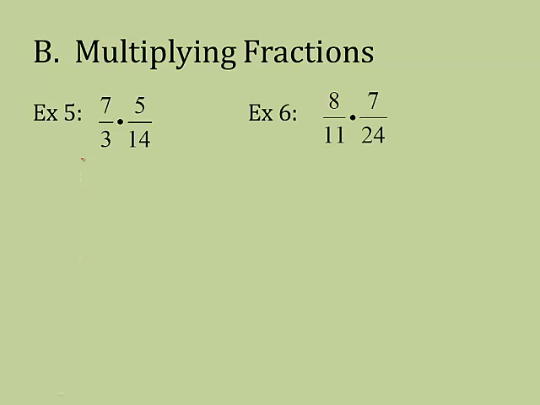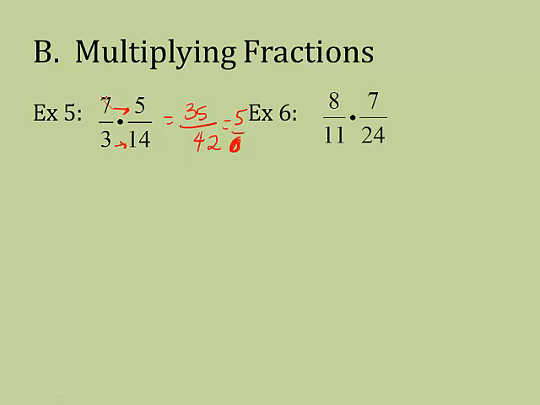Now, multiplying fractions. When you multiply fractions, really it's just moving straight across. Okay, and you can do this. You can do just 35 over 3 times 14 would be over 42. And that would reduce, because both of those are divisible by 7, so this would be 5/6. Sorry, 5/6.